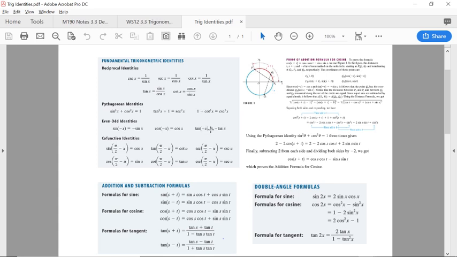Right? Tangent is an odd function. We reflect both about x and y. This is about the y-axis here. This would be a reflection about the x-axis here.